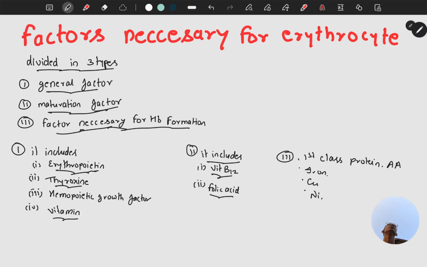Hemoglobin is a complex. Hemoglobin is formed by a metal, which is heme, and globin, which is protein. So for formation of globin protein, we need first class protein and first class amino acids, meaning high quality protein and high quality amino acids. And iron, Cu and nickel are needed for absorption of proteins.